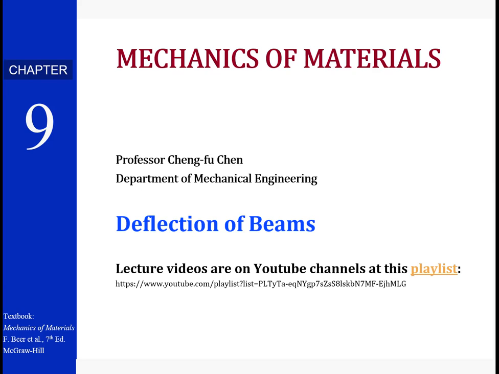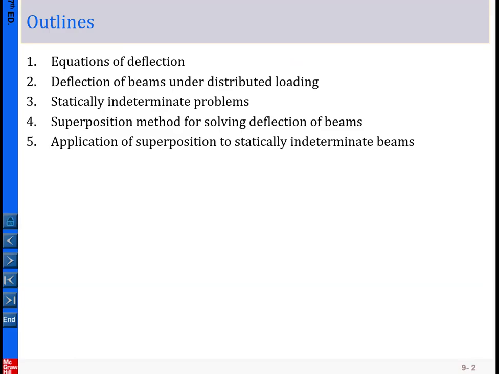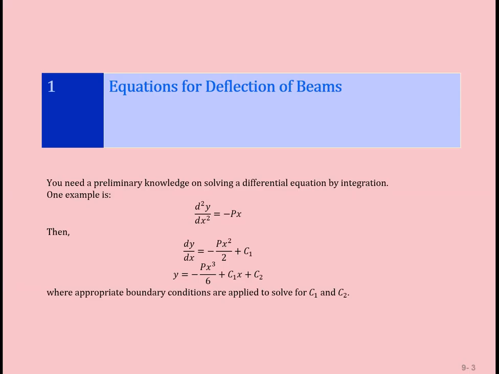This chapter is about the deflections of beams. Deflection means the vertical displacement of the beam under loading, which means we simply want to know how much a beam is deformed and its displacement in the vertical direction. In these slides we have 5 sections to explore, and we will start with the equations of deflection of beams.